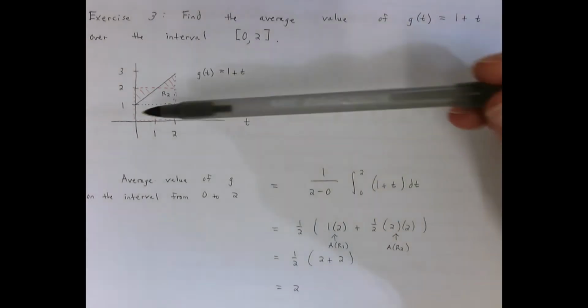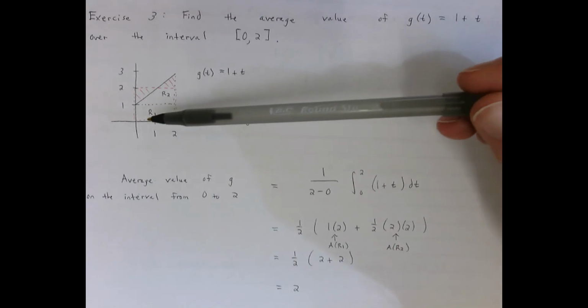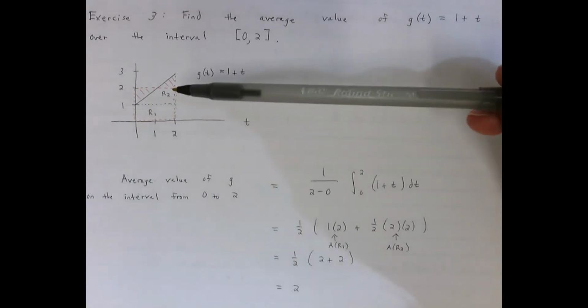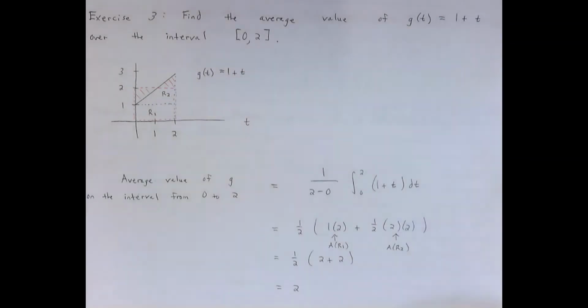And I've broken the region into two pieces. This R1 is this rectangle, and R2 is this triangle. Now, because the graph of g lies entirely above the t-axis, we're going to assign a positive value to the area.